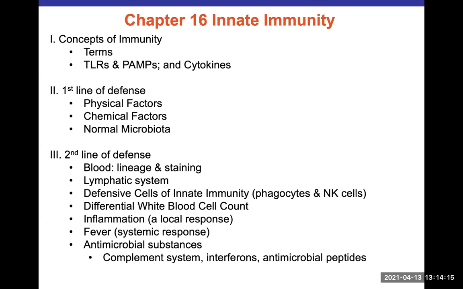3 types of innate immunity, called the first line of defense. And then in part 2, we'll go over the second line of defense, which are the defensive cells of the innate immune system and how those work. And then we'll talk about inflammation and fever, and then end with antimicrobial substances.